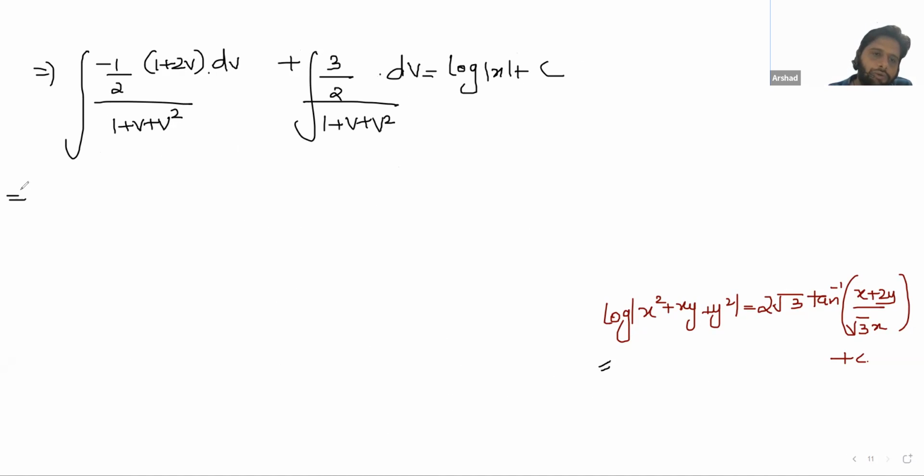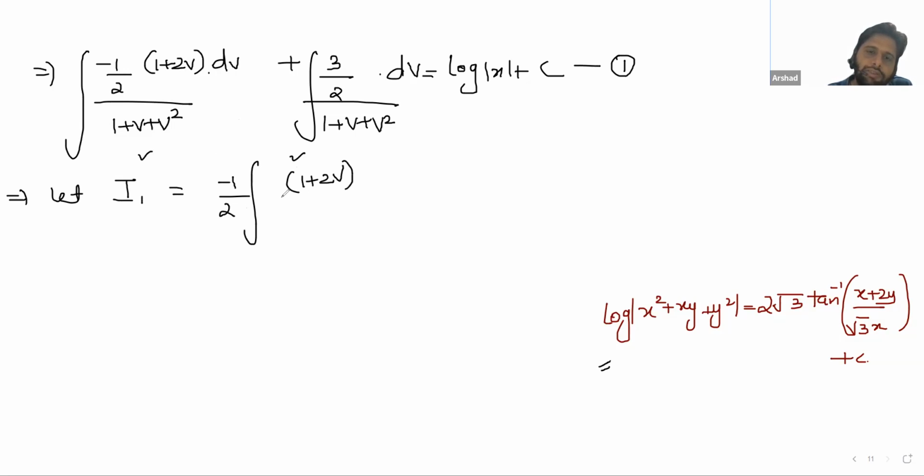Okay, now Saf, have you done it in the same way? Yes, sir. Okay, now what will we do? We don't have the space, so we will take this as I1 and this as I2. We will solve them separately, then put them in this equation. Otherwise, integrating two terms together is quite typical, because we have to focus on a single term. Let I1 be minus 1 by 2 integral of (1 plus 2v) by (1 plus v plus v square). First of all, we'll solve this.